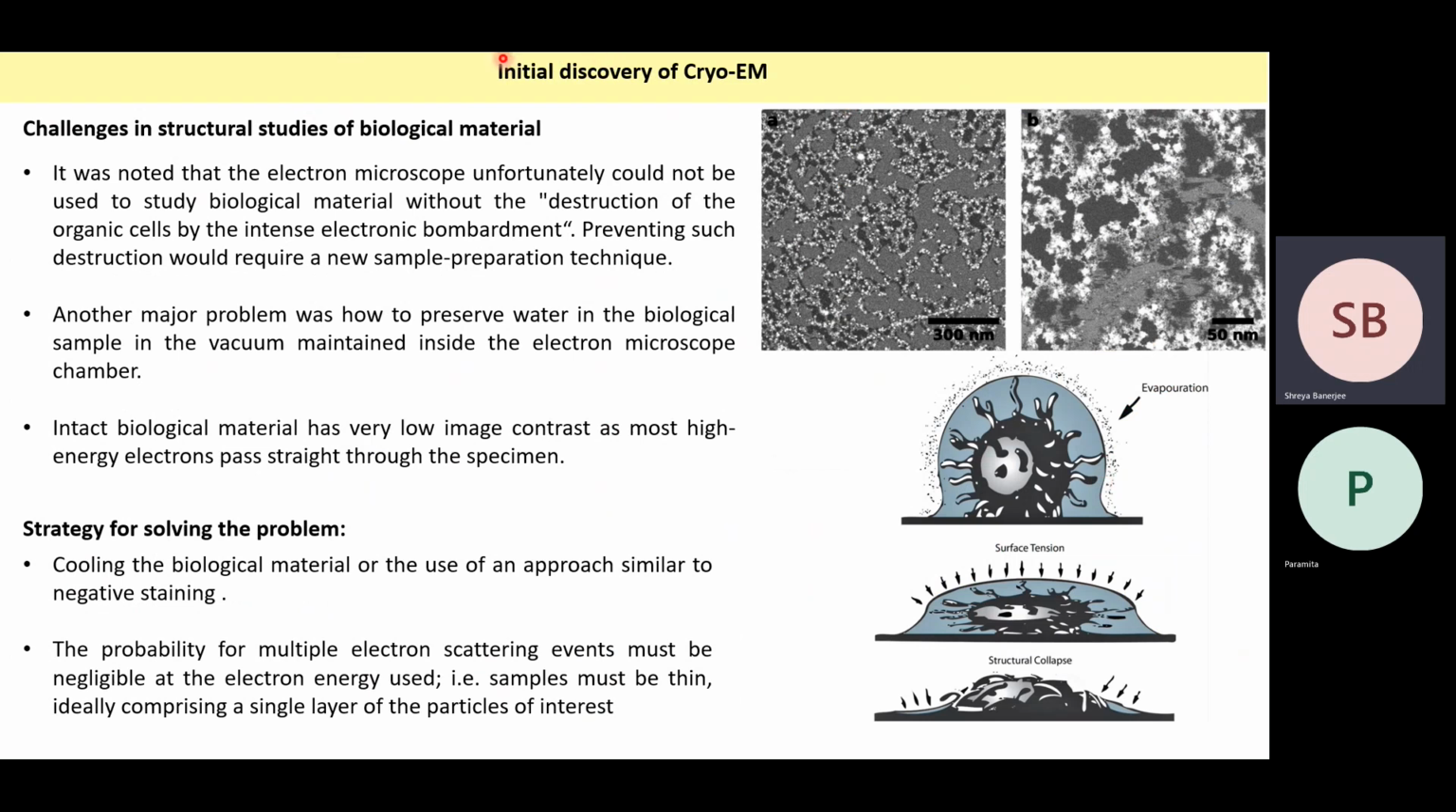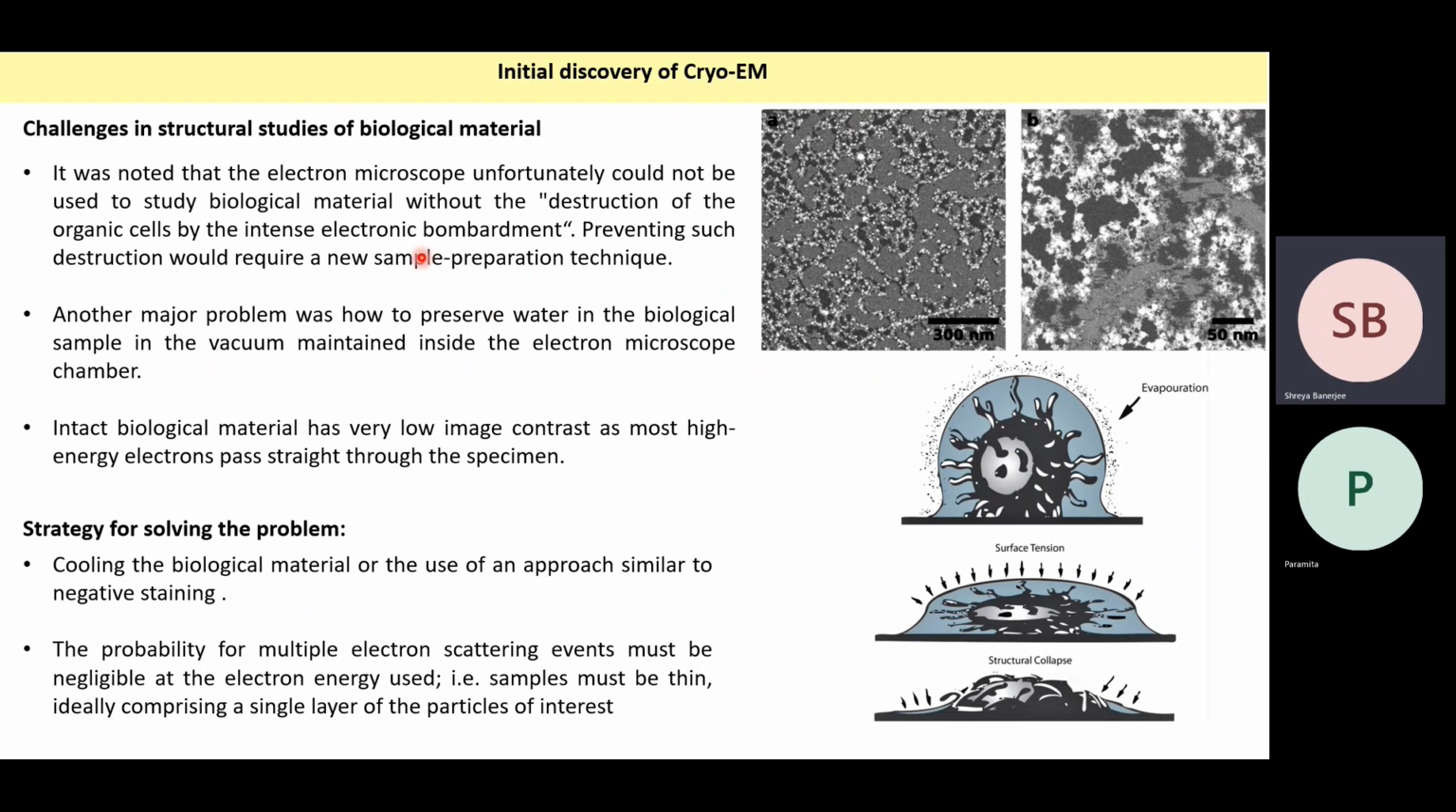So how did the initial discovery of cryo-electron microscopy happen? There were many challenges in studying the structure of biological material. It was noted that electron microscope could not be used to study biological material without the destruction of organic cells by the intense electronic bombardment. Preventing such destruction would require a new sample preparation technique.